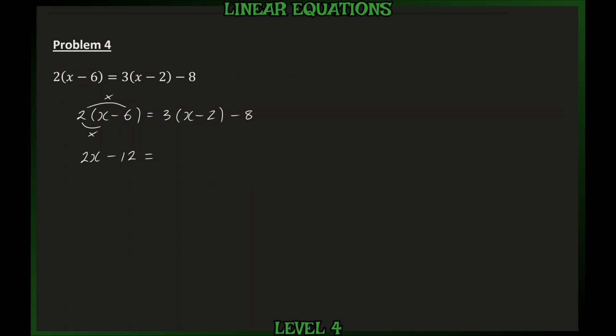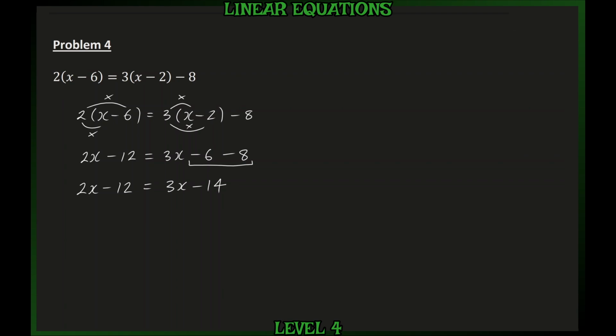On the right we're going to multiply 3 by x to give us 3x, and 3 by minus 2 to give us minus 6, and we still have a minus 8 at the end of that. On the right side we can simplify, and we can collect together the minus 6 and the minus 8. So this becomes 3x, and minus 6 minus 8 is minus 14. The left still remains as 2x minus 12.